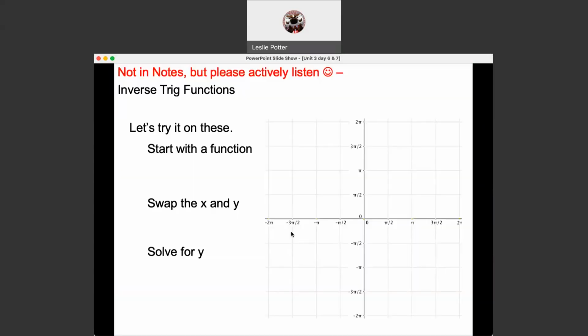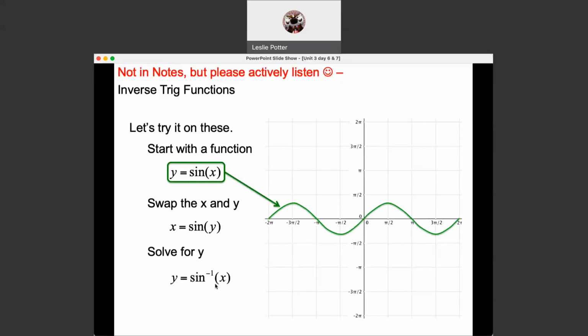We're going to do the same thing with trig functions that we did with x squared in the previous day. We're going to look at the function and its inverse. Let's start with sine x. Now swap the x's and y's and solve for y. In order to solve for y, we have to take the inverse sine. So the inverse of sine, not surprisingly, is inverse sine.